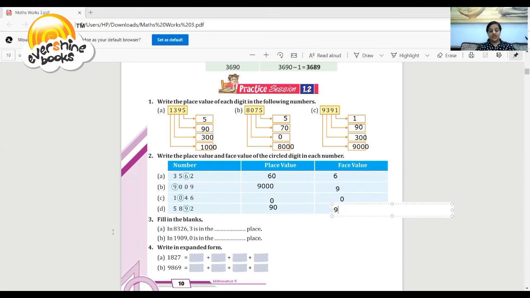Yes, it is. Next is fill in the blanks. In 8,326, 3 is in the 100 place. So just write here 100. In 1909, 0 is in place of tens. Just write tens place like this. Okay, students, like this you will learn how to do place value and face value too.